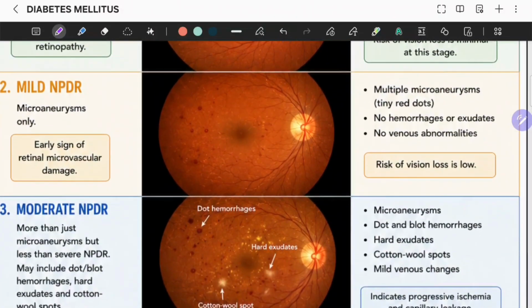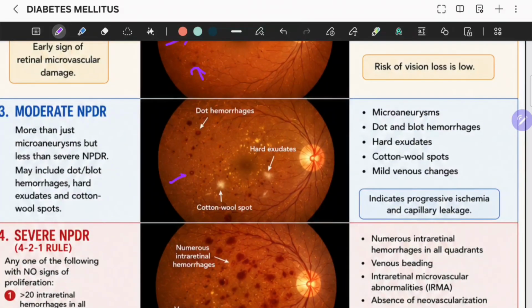Now this is mild NPDR. You can see red dots here. These red dots represent microaneurysms, but you are not able to see any hard exudates or hemorrhages or cotton wool spots. You are just able to make out red dots. That is mild NPDR. Then here you can see red dots are present, and this is the cotton wool spot, whitish, and this yellowish type you are seeing now. These are hard exudates.